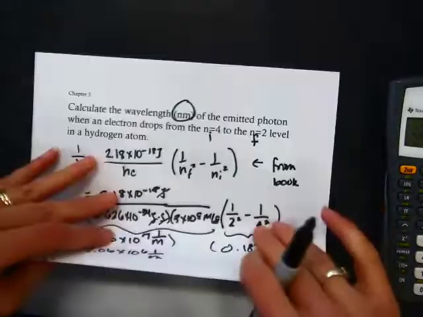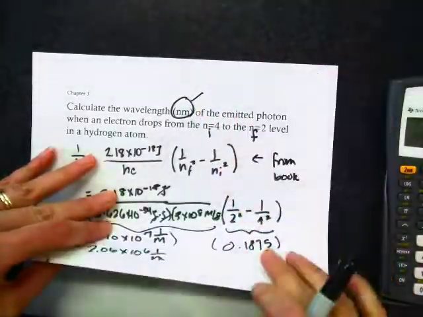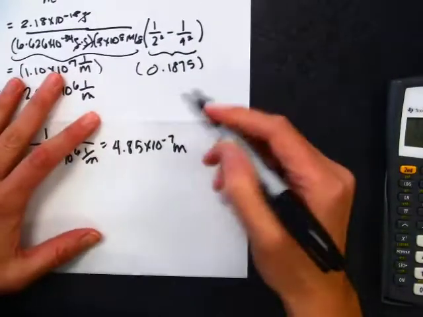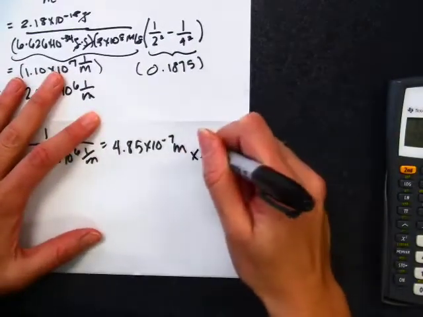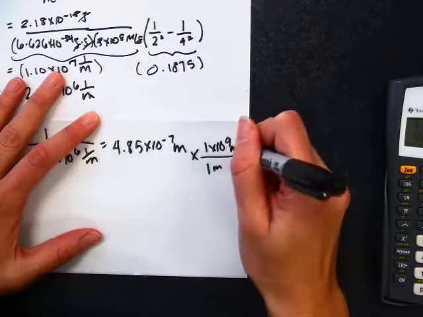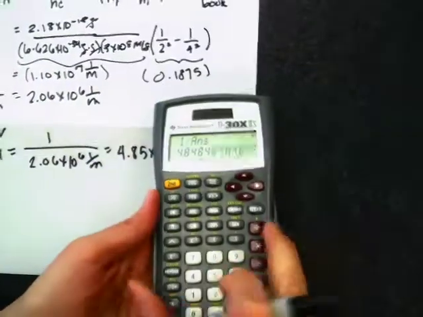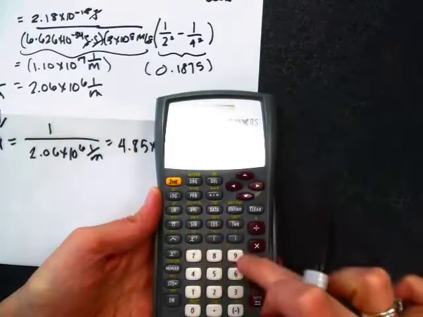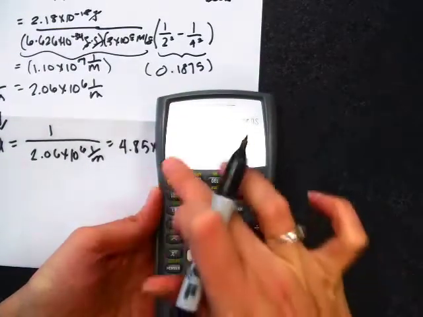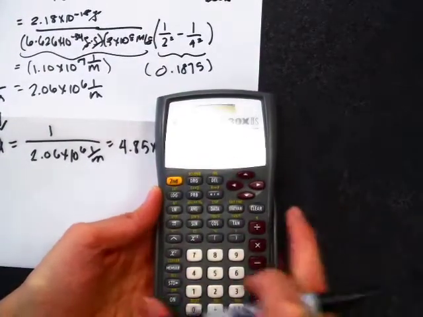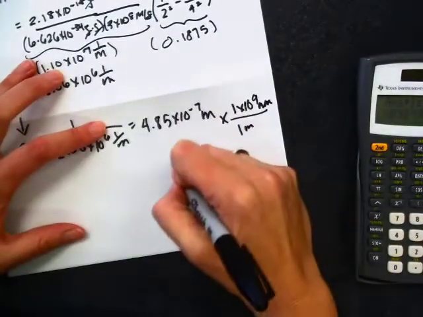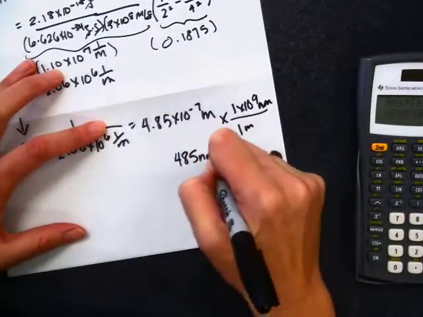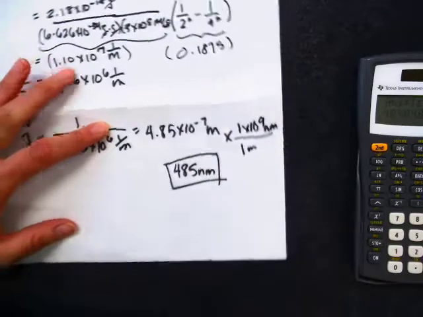It asks for nanometers, so I'll need to convert that. And I'm using 1 times 10 to the 9th, positive 9 nanometers per 1 meter. There are lots of nanometers in 1 meter. Put that in my calculator. You can't really see because there's a glare, but in the end, I got 485 nanometers.